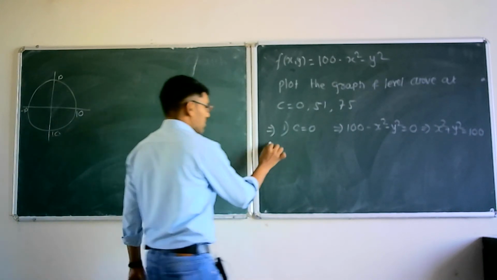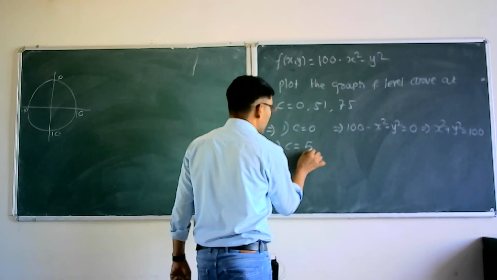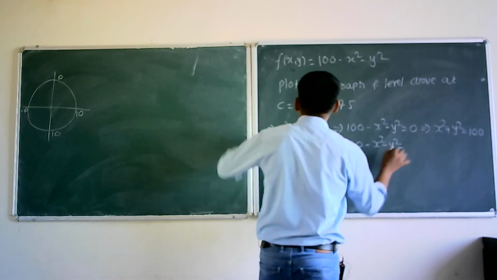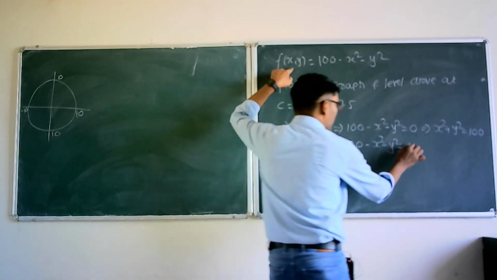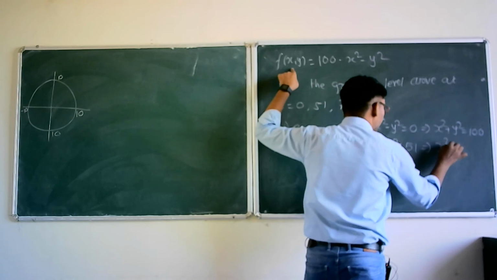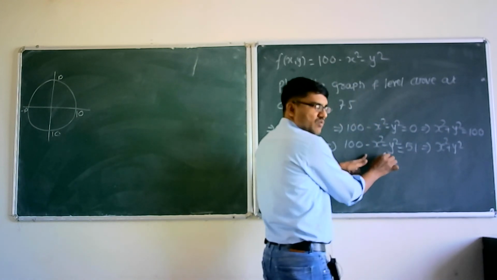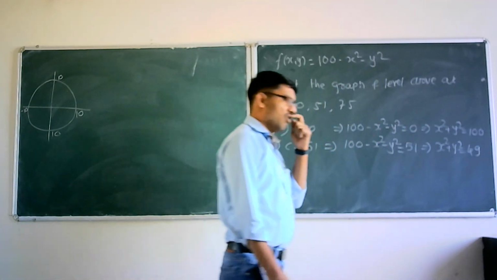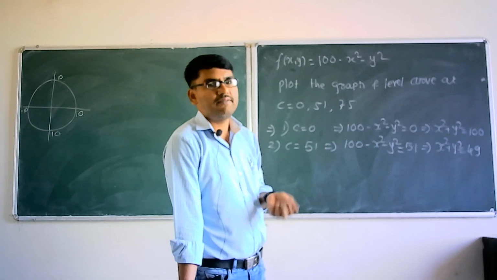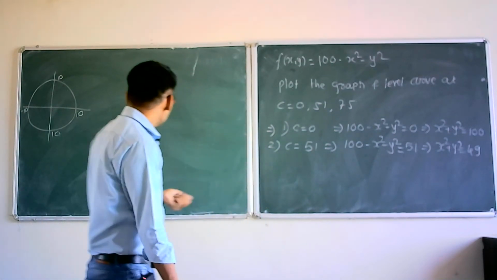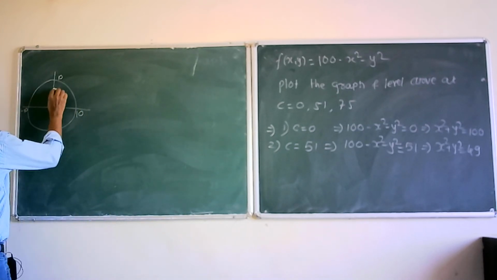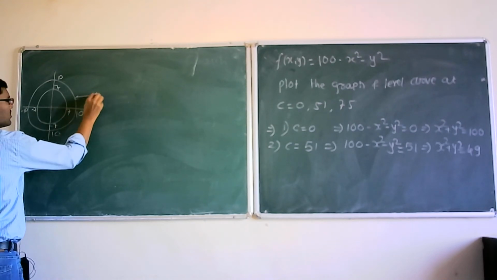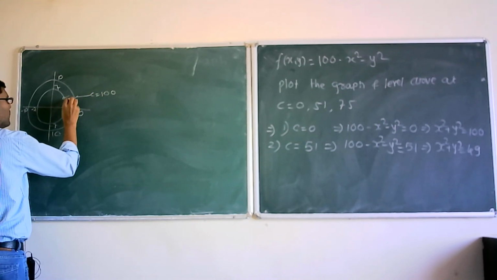Now next, number 2, if c is equal to 51, then you will get 100 minus x square minus y square, at the place of f of xy you put 51. Take minus x square minus y square to this side and 51 to the other side, you will get x square plus y square is equal to 49. All of you know that this is again an equation of circle having radius 7. So this is c is equal to 51.